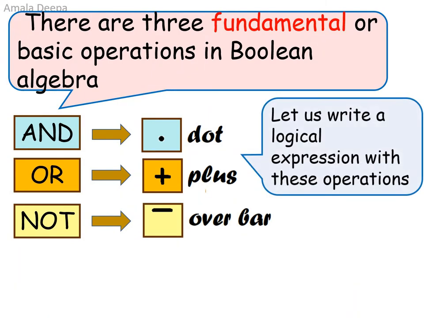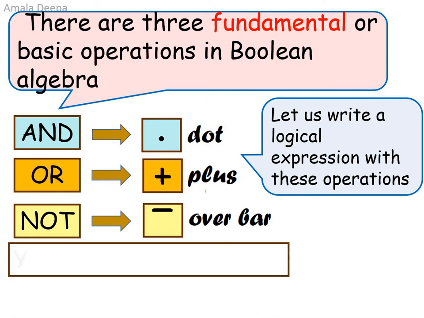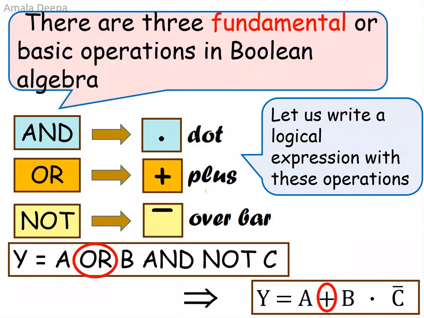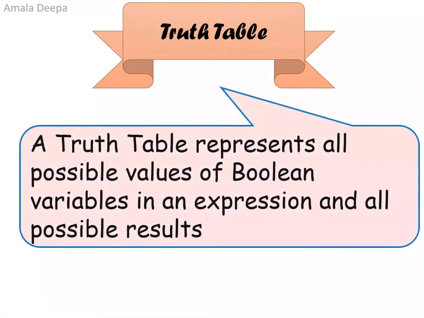Let us write a logical expression with these operations. Y is equal to A or B and not C. That is, Y is equal to A plus B dot C bar. OR is represented with the plus symbol, AND is replaced with a dot symbol, and the NOT operation is replaced with an over bar. A truth table represents all possible values of Boolean variables in an expression and all possible results.